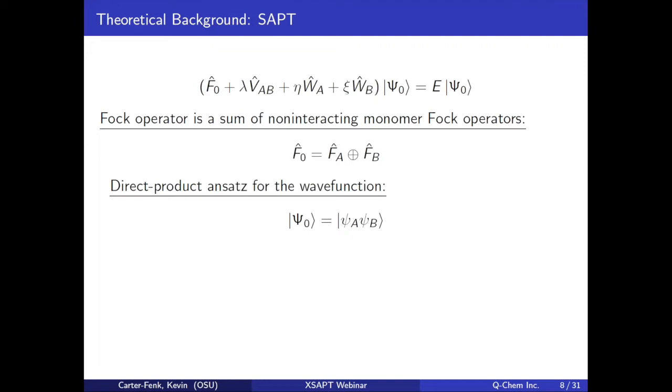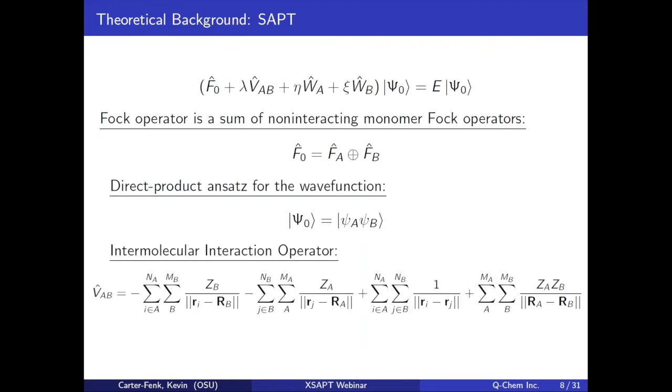So our zero order wave function to be used for the perturbation theory is taken to be a direct product of the monomer wave functions, and this does mean that the monomers are not anti-symmetric with respect to exchange of electrons between fragments, but they are internally anti-symmetric, of course. So that anti-symmetry is built in as part of the perturbation.